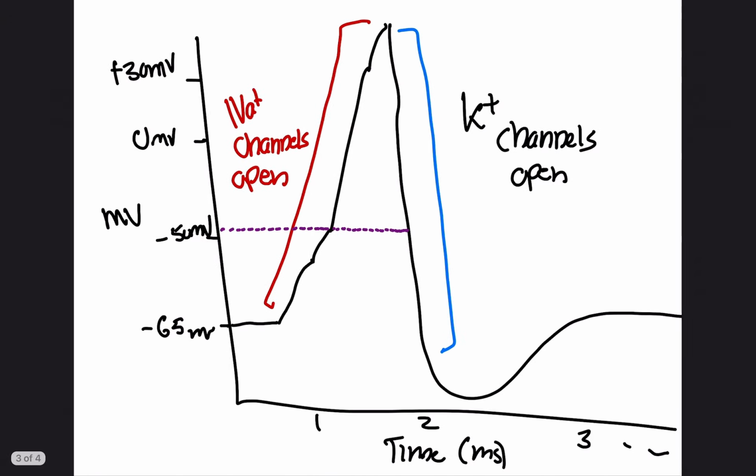This is why there's a delay. It's because we get this action potential, we get the spike, and then we can go back down due to potassium channels opening up later.